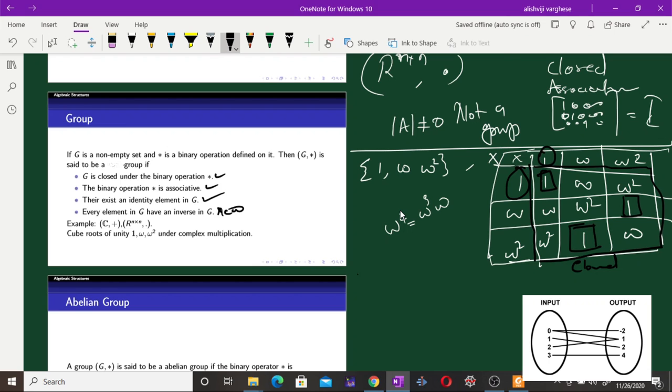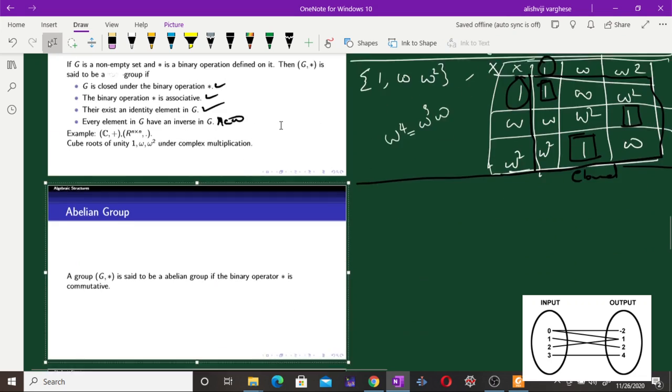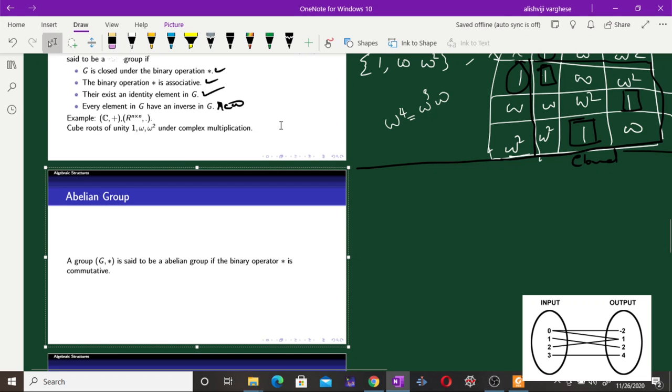So if we have a tabular representation for our structure, then checking whether it is a group or not is comparatively easy. Now, the next concept is abelian group. A group is said to be abelian if A star B is equal to B star A for all A, B belonging to the group.